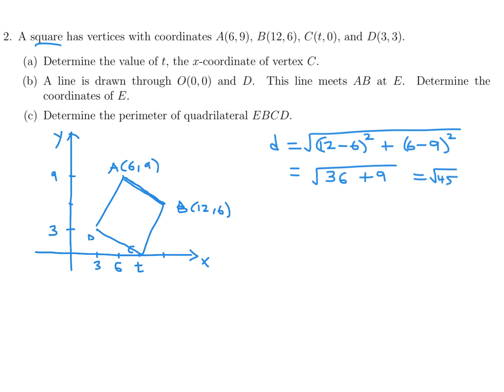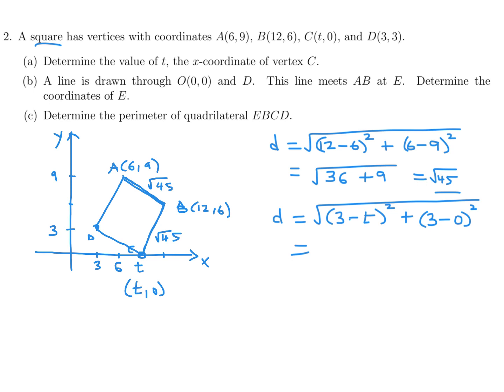So root 45 is the length of one side, and therefore the length of the other side also has to be root 45. But this time we're using C, this point right here, which has the coordinates (t, 0). It doesn't really matter which point you use, so I might as well use this one here since we have it. This is (3, 3). So from here to here, that's going to be 3 minus t, all squared, and then 3 minus 0, all squared, under the square root sign.